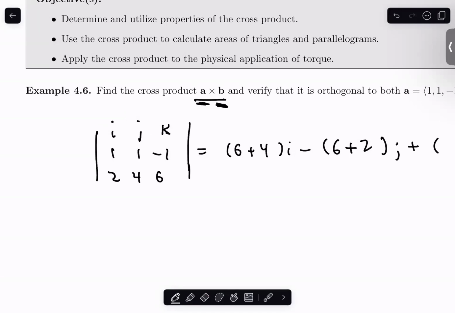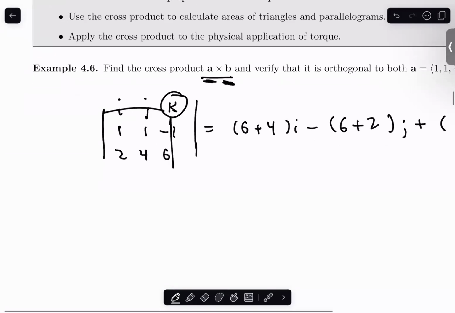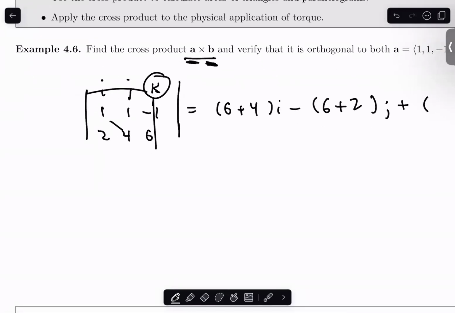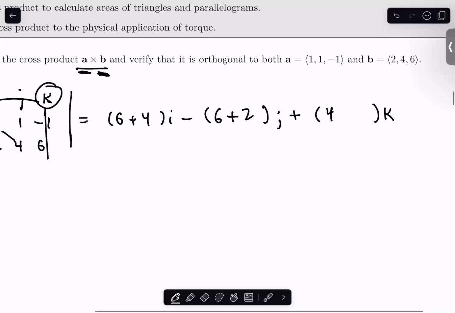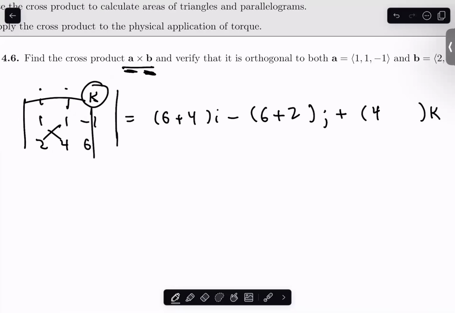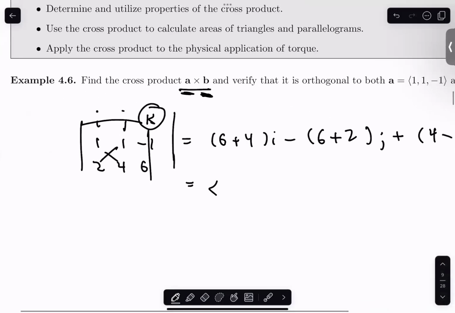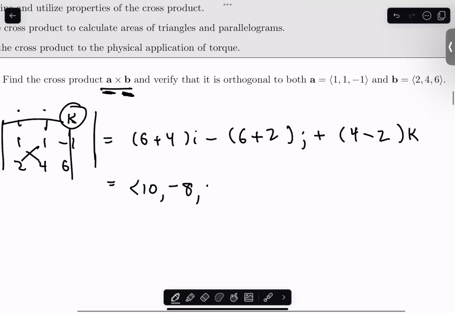And then finally, we're going to cross off the first row, third column. So we work our way across this first row, getting our i, our j, our k. And here we're going to have 1 times 4 is going to be 4, minus 1 times 2 is going to be 2. So my final answer here is going to be 10, -8, and 2.